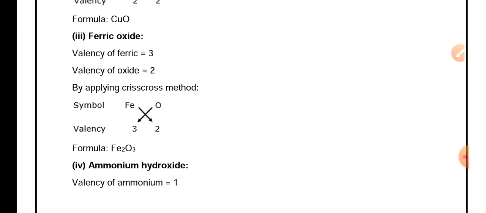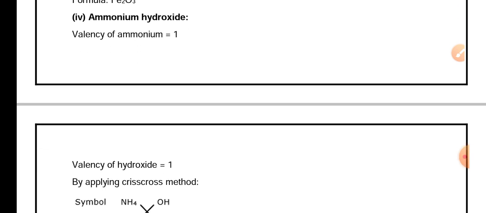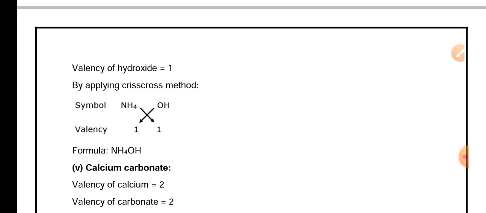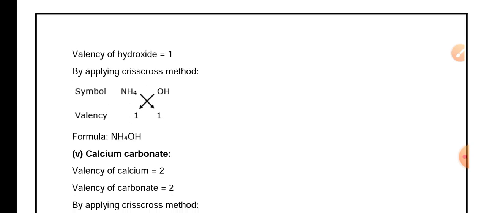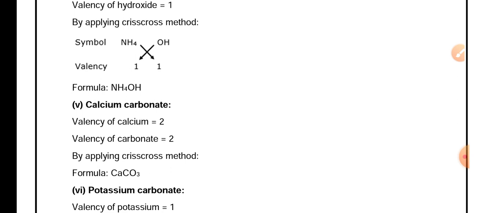Ammonium hydroxide: the valency of ammonium is 1 and the valency of hydroxide is 1. By applying the crisscross method, we get NH4OH. Then calcium carbonate: the valency of calcium is 2 and the valency of carbonate is 2. By applying the crisscross method, we get CaCO3.